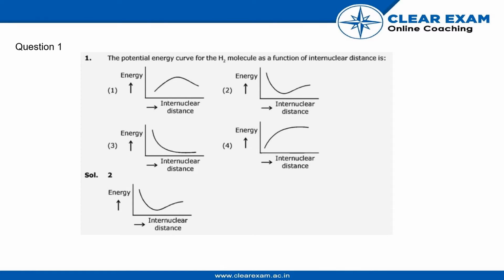Hello. So the question here is the potential energy curve for S2 molecule as a function of internuclear distance. There are four graphs given, giving the relation between energy and internuclear distance. For an S2 molecule, normally when the atoms are separated by a huge amount, like infinity, we take this energy to be zero.